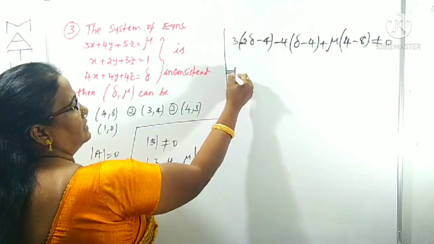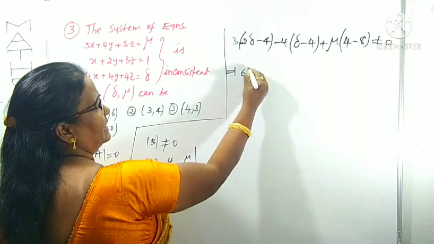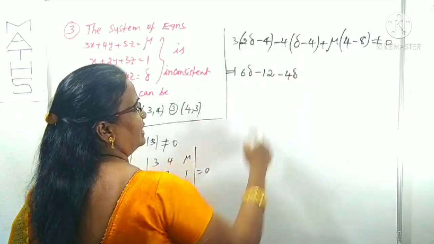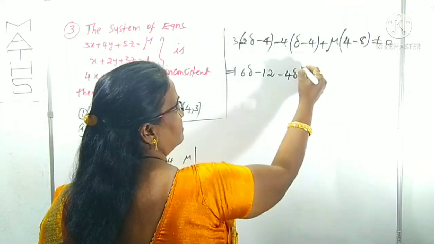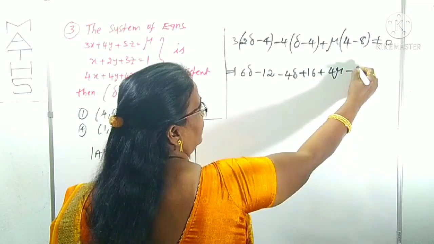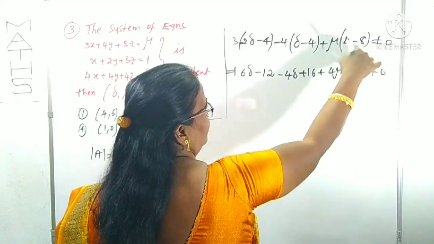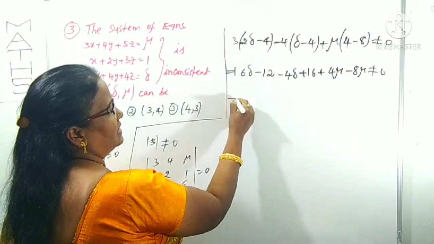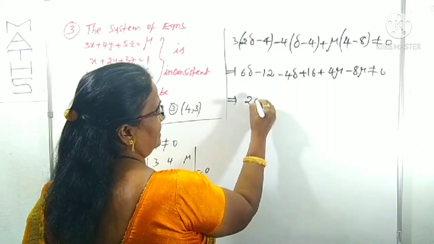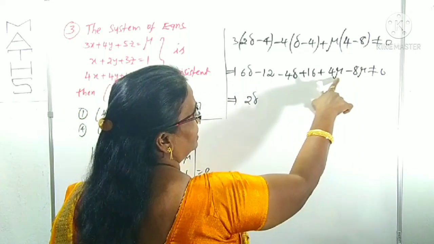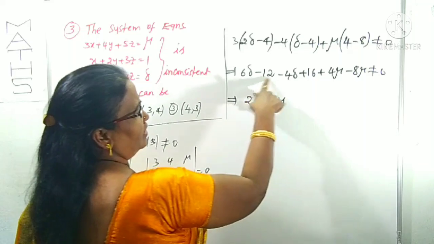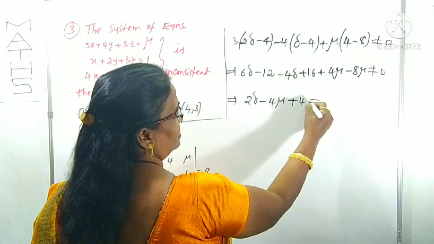Now next, expand it: 3 into 2, 6 delta, with minus 3 into 4, 12, minus 4 into delta, minus 4 delta. Is it clear? Minus into minus, plus 16, plus 4 mu, with minus 8 mu. Already expanded, so no need to worry. 6 delta minus 4 delta is 2 delta. Now mu's: 4 mu minus 8 mu is minus 4 mu. Constants: minus 12 plus 16 is plus 4, which is not equal to 0.